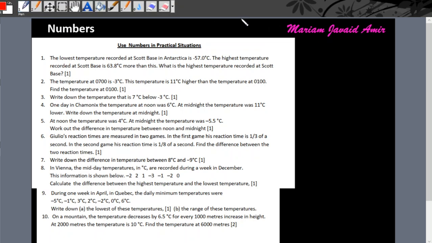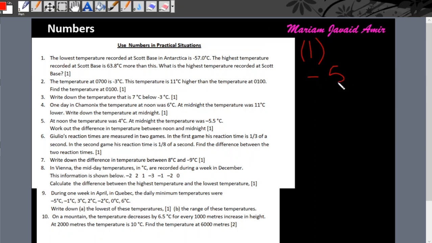which says that the lowest temperature recorded at Scott Base in Antarctica is minus 57 degrees. The highest temperature recorded is 63.8 degrees more than this. So what is the highest temperature recorded at Scott Base? So all you need to do is add these two values.